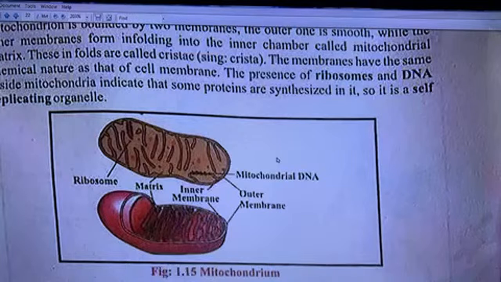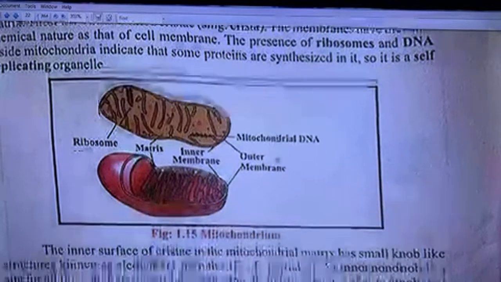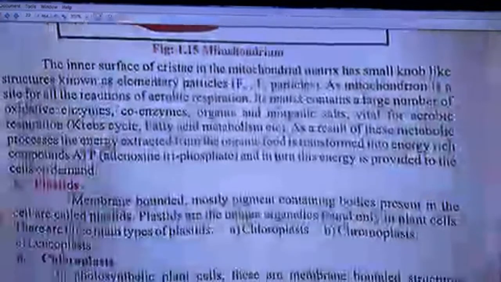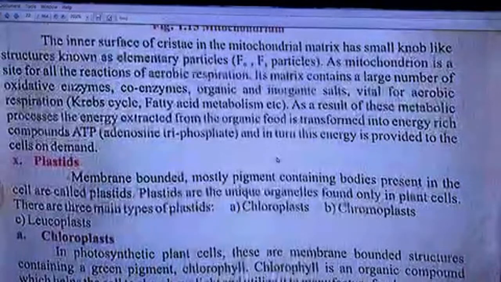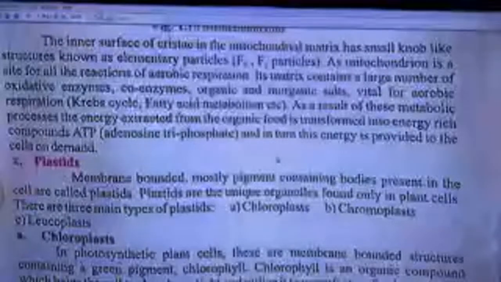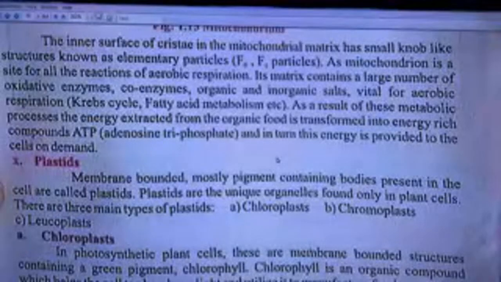The presence of ribosomes and DNA inside mitochondria indicates that some proteins are synthesized in it, so it is a self-replicating organelle. The inner surface of the cristae in the mitochondrial matrix has small nub-like structures known as elementary particles.